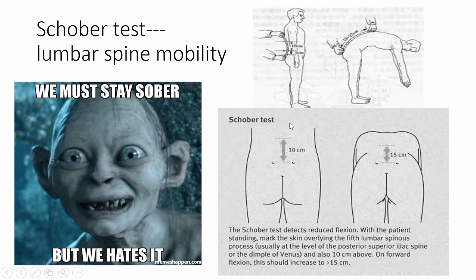So you mark one point at the L5 vertebra, and then you draw a line at L2. So between L2 and L5 you draw a line, and this is 10 centimeter. You ask the patient to bend forward. As soon as the patient bends forward, this line increases because you have a flexible lumbar spine. Because of flexibility, this line increases to 15 centimeter. So more than 5 centimeter increase would be there if you are bending.